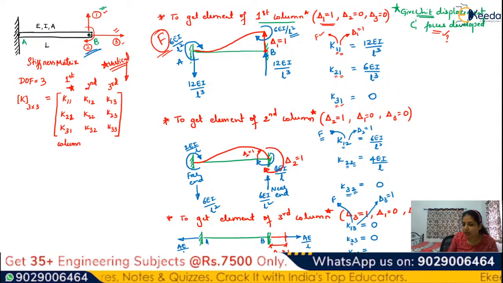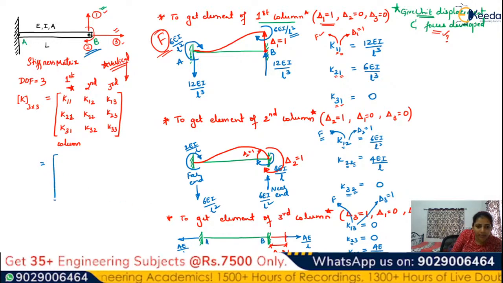And the last one will be what? Applying unit displacement in third coordinate and seeing what is the force developed in the third coordinate. So in horizontal direction, what is the force developed? There is a force which is developed here. This is also rightward and this is also rightward. So it will be what? AE by L. Understood? So these are your column elements.